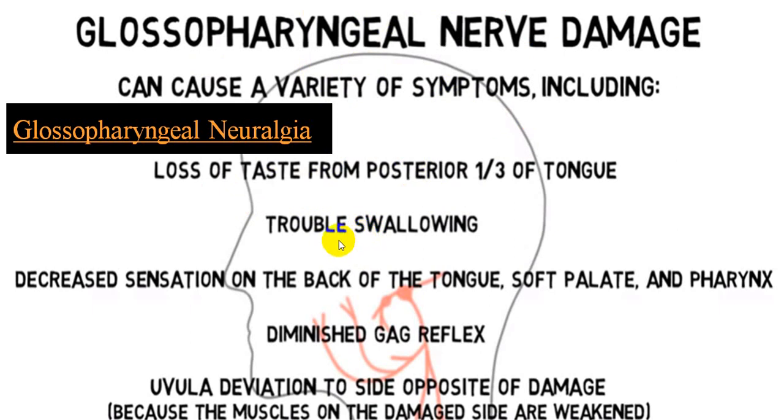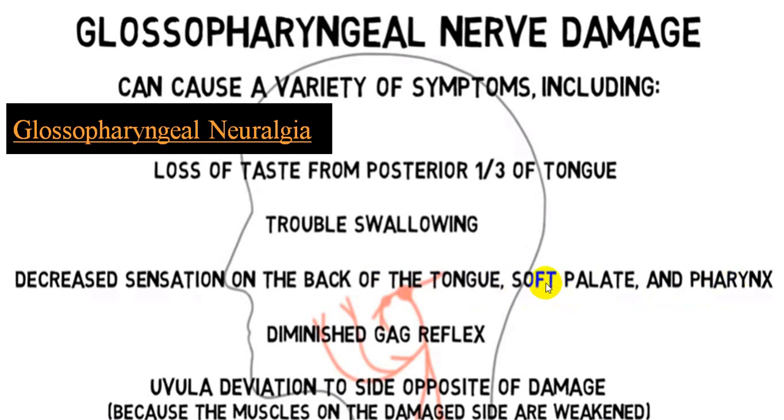How are you? What are you doing? This will be the typical nasal speech or nasal twang. And there will be decreased sensation, not taste sensation, but decreased sensation on the back of the tongue, in the soft palate region, as well as in the pharynx.